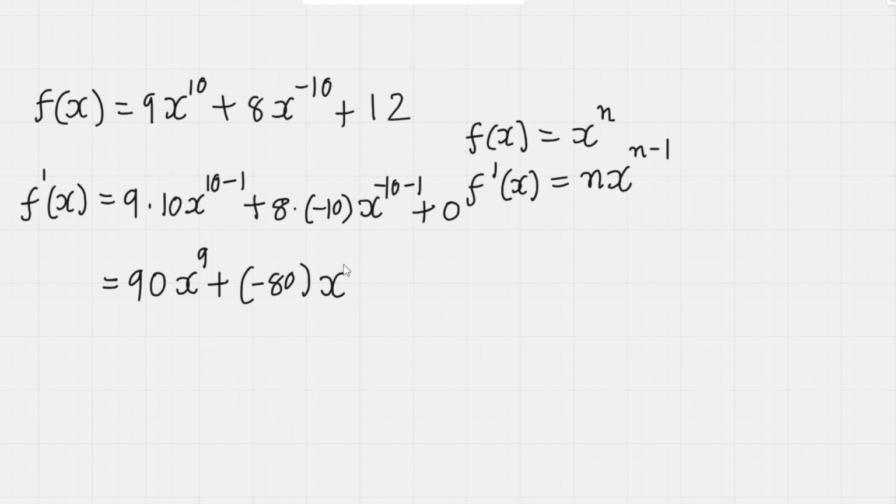Minus 10 minus 1 would be minus 11, and there is no need to write 0. So this is 90 x raised to 9 minus 80 x raised to minus 11. This is our derivative of f with respect to x.